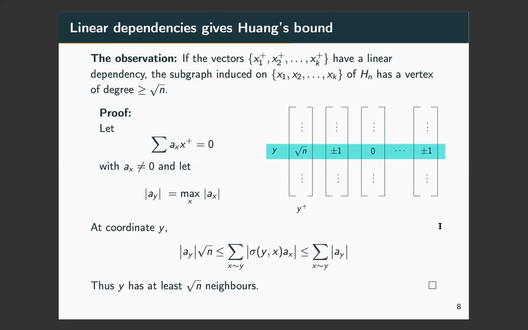Recall that this induced subgraph that Huang's theorem starts off with has odd vertices with a certain function value and even vertices with the other function value, and hence every edge in this subgraph is a sensitive edge. The degree of any vertex in this graph equals its sensitivity, and this gives us that the sensitivity of this high degree vertex is at least square root n, completing the proof of the sensitivity conjecture.